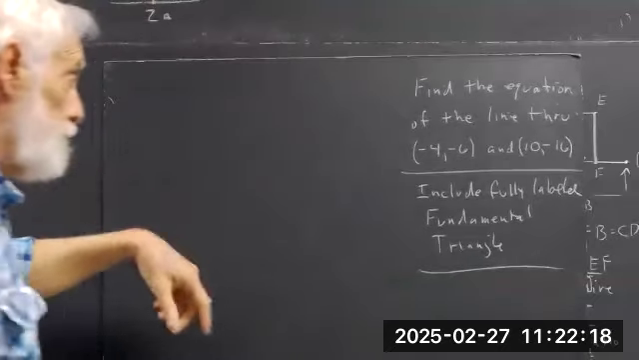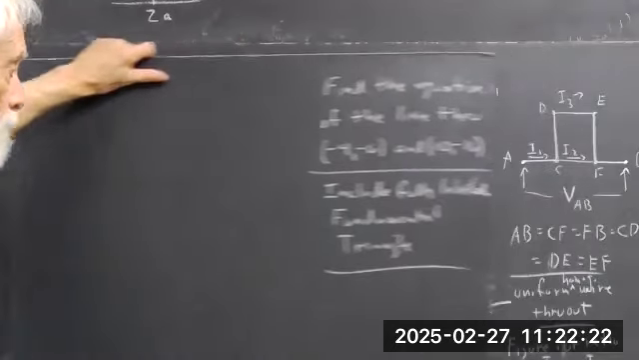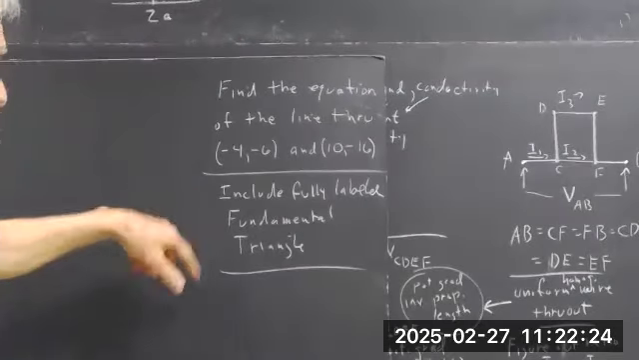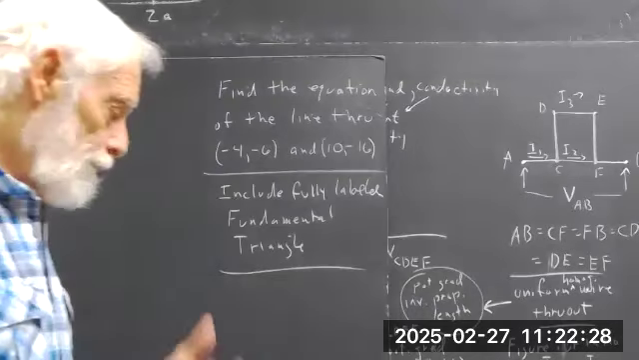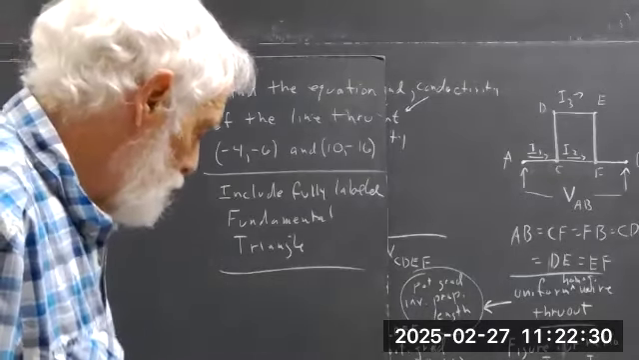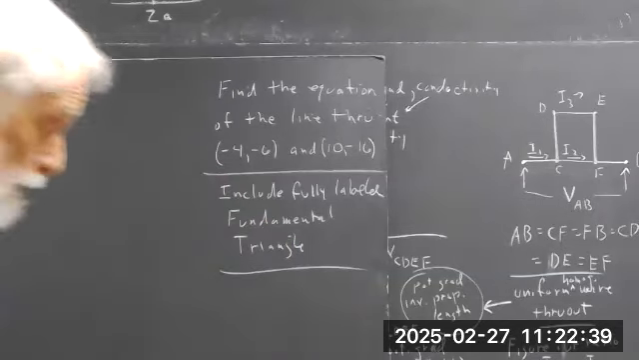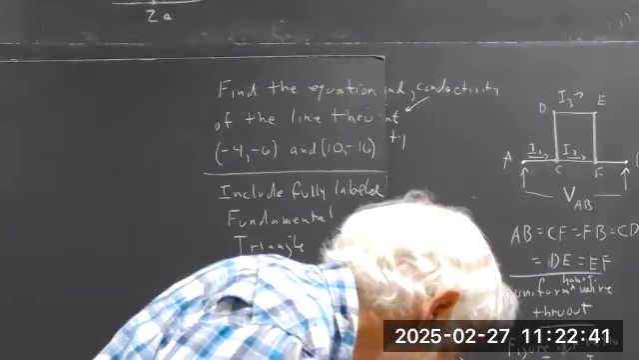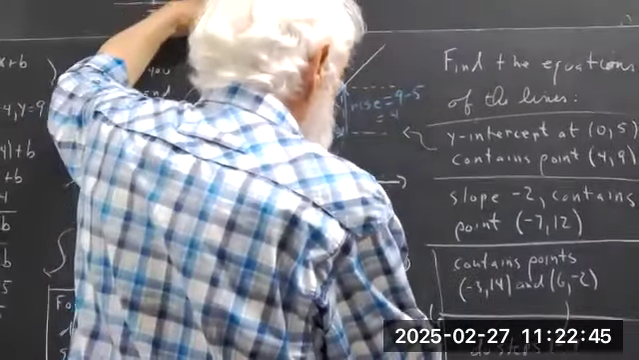Okay, so our first question: find the equation of the line through these points, including the fully labeled fundamental triangle and everything else that you're supposed to include. Now, I'll go over it briefly. There's a 7-step procedure that I've used for my intermediate algebra class. And the 7 steps, I'll just put them up here soon.